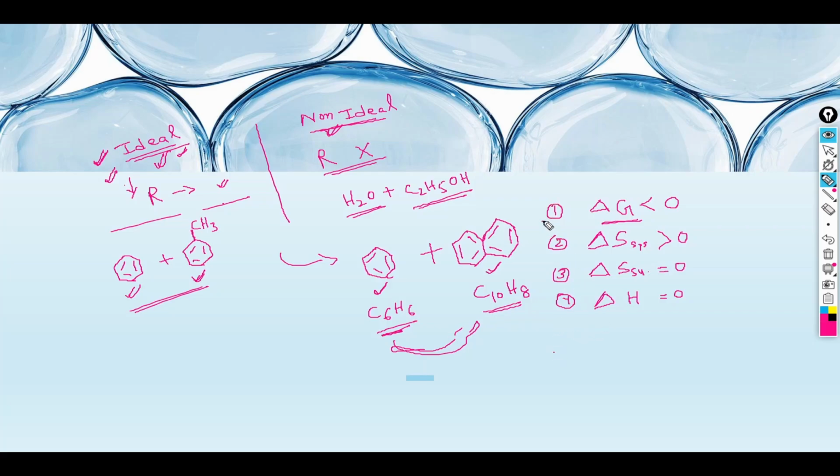All of these options are correct. The value of Gibbs energy should be negative, delta S of the system should be positive, for the surrounding it should be equal to 0, and delta H should be equal to 0. So if the solution is ideal, then this is the case. You can keep this thing in mind. It's a very important concept.